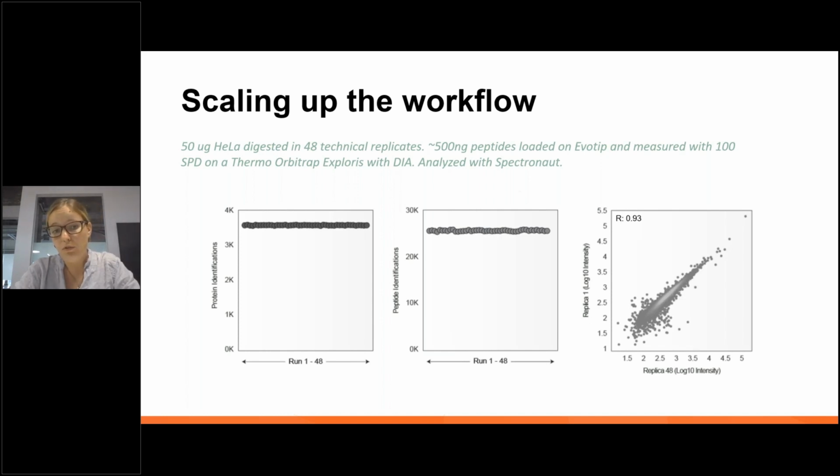Here we loaded 500 nanogram, expecting that we don't have a loss in our digestion protocol, which we most likely have, but we didn't quantify it. We just measured it by volume. And it's also nice to see that we have a nice correlation between the replicates. Here we compared the first replicate with replicate number 48.